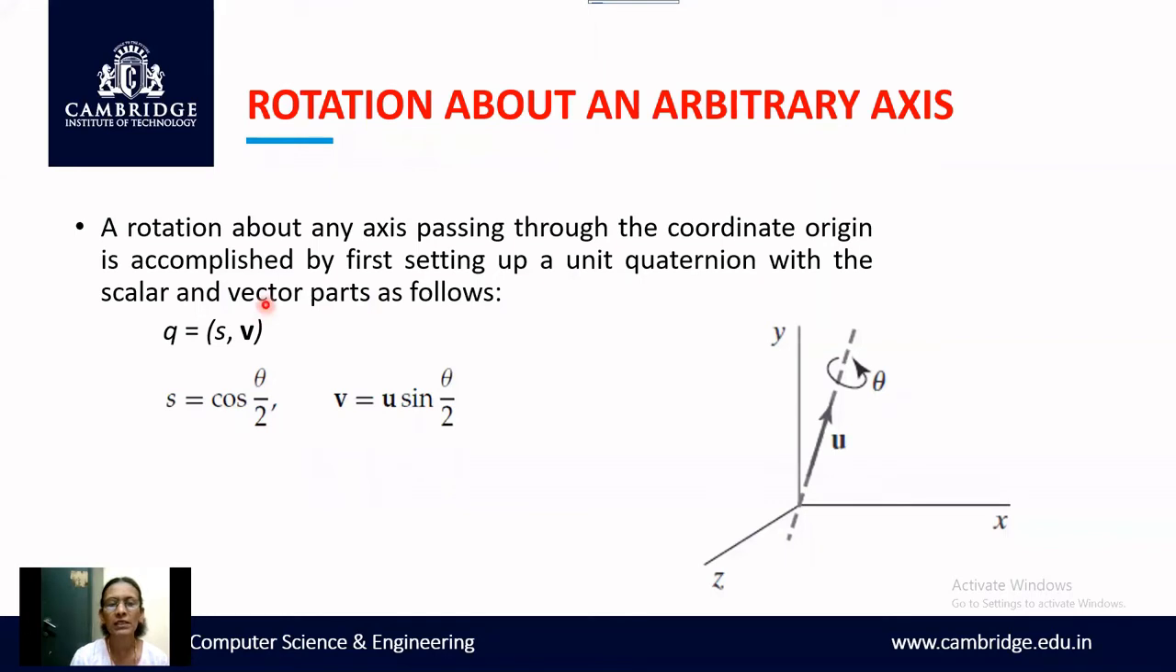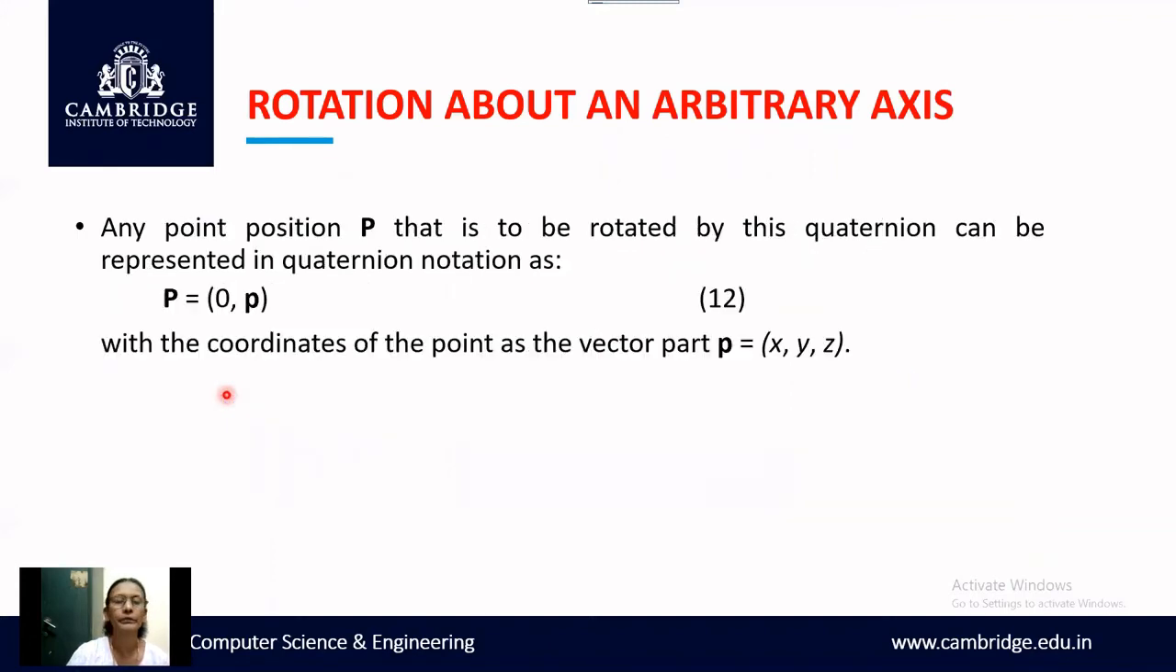And V is the vector part, which is sine theta by 2 into U. That is, the magnitude is sine theta by 2, and the direction is along the rotation axis U. So this is the rotated quaternion that we get.